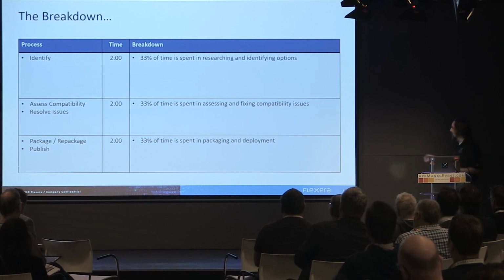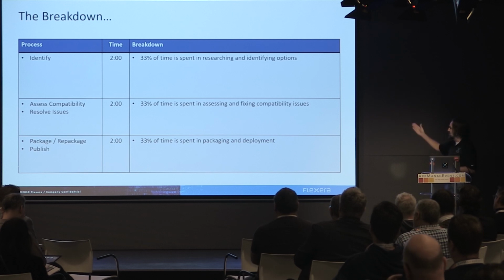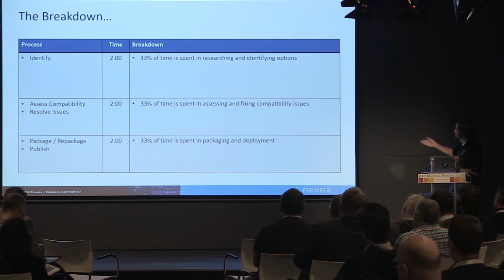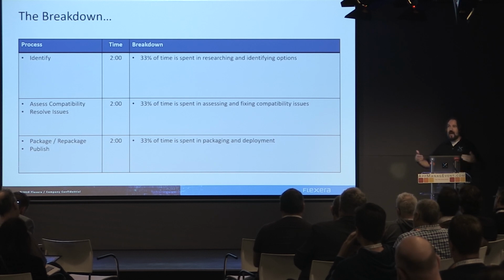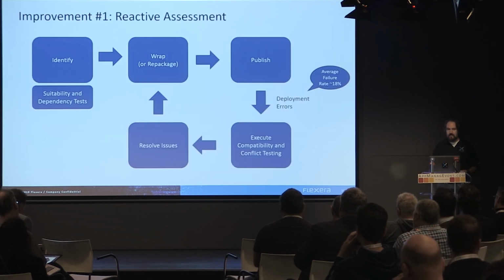I broke it down a little easier so we can attack it in sections. It's about 2 hours for the identify and research piece, then the compatibility and resolving of issues is about another third, and finally the packaging, repackaging, and publishing piece is about a third. So that's how it breaks out and how we'll try to attack this problem to determine what we can do to optimize things.